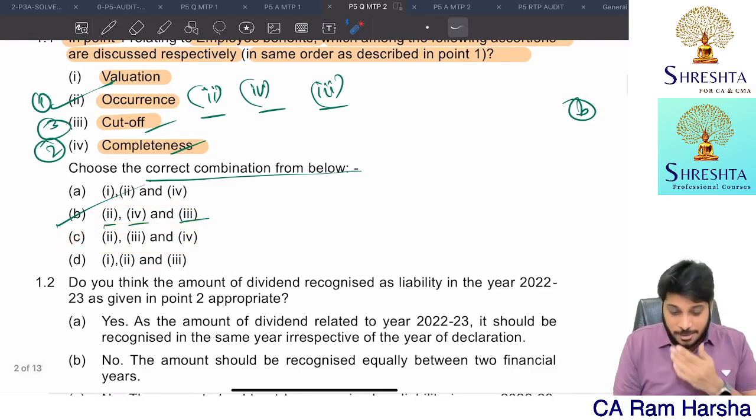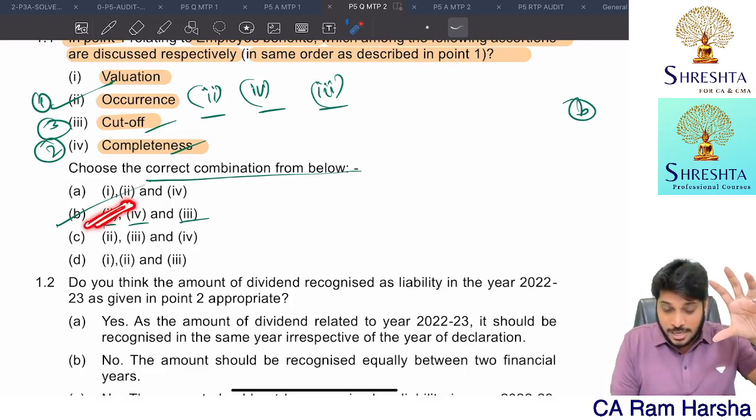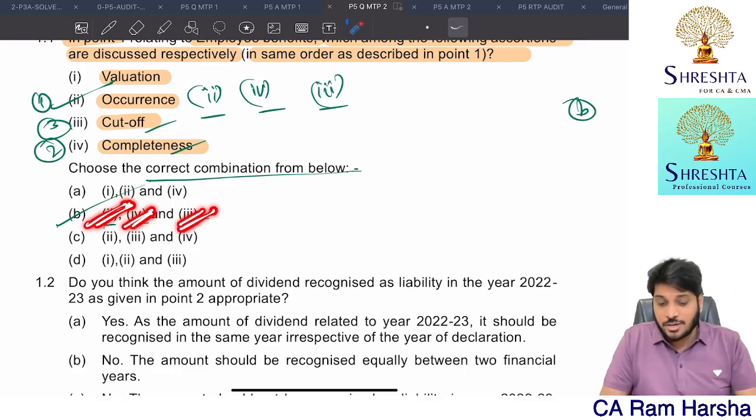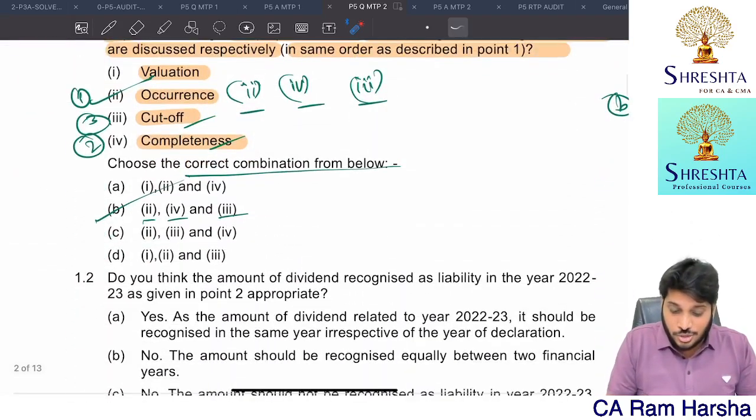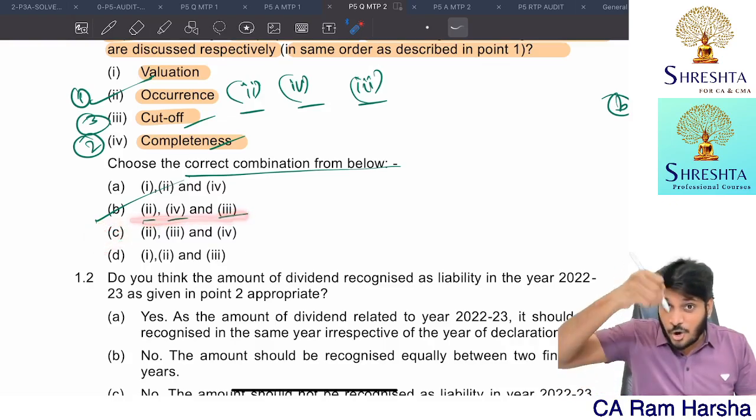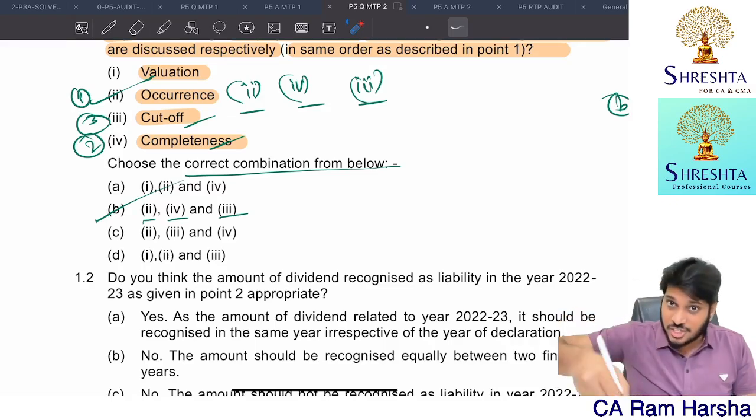Even BC is also correct. But actually, what is the order? First he verified occurrence in the 3 points, if you see. Then he verified completeness. Then he verified cutoff. Yes or no? These 3. Second point 4, 3. Getting it? Just because D also has 2, 3, 4, don't get confused. Some students might tick D. This is the order in which the points were drafted above in the case study. Point number 1.